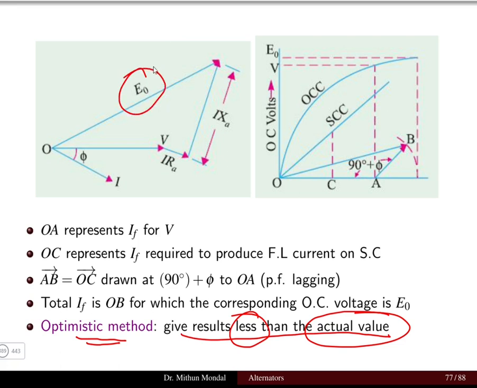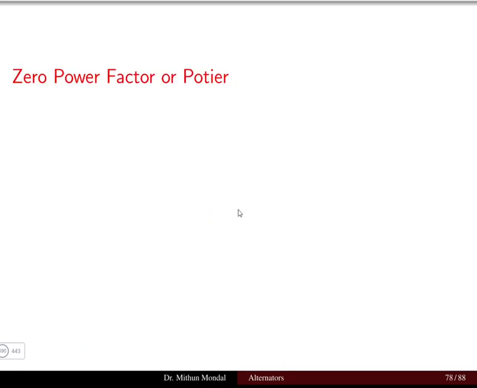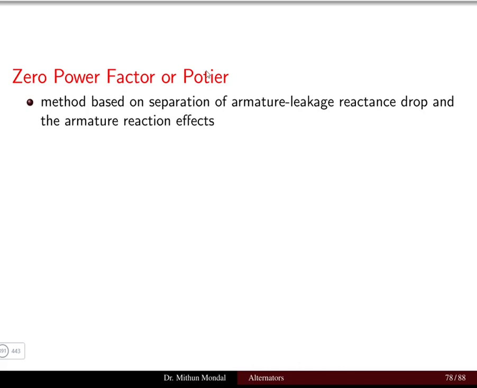So E naught being the no load voltage of the machine, after calculating it we can easily find the voltage regulation as (E naught minus V) by V into 100. So this is the voltage regulation of the machine. The third method that we are going to discuss is basically the zero power factor method, or the Potier method of finding the voltage regulation.